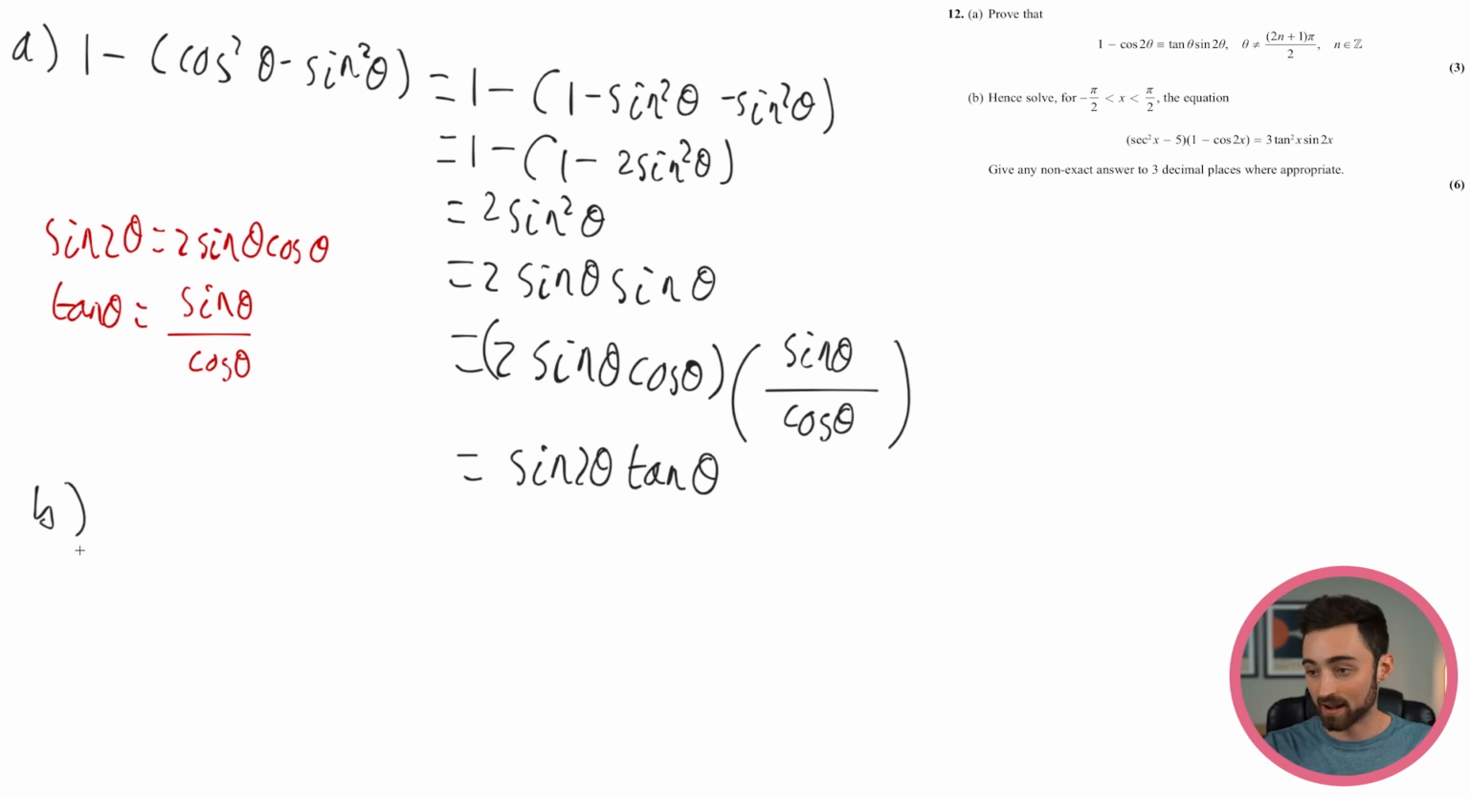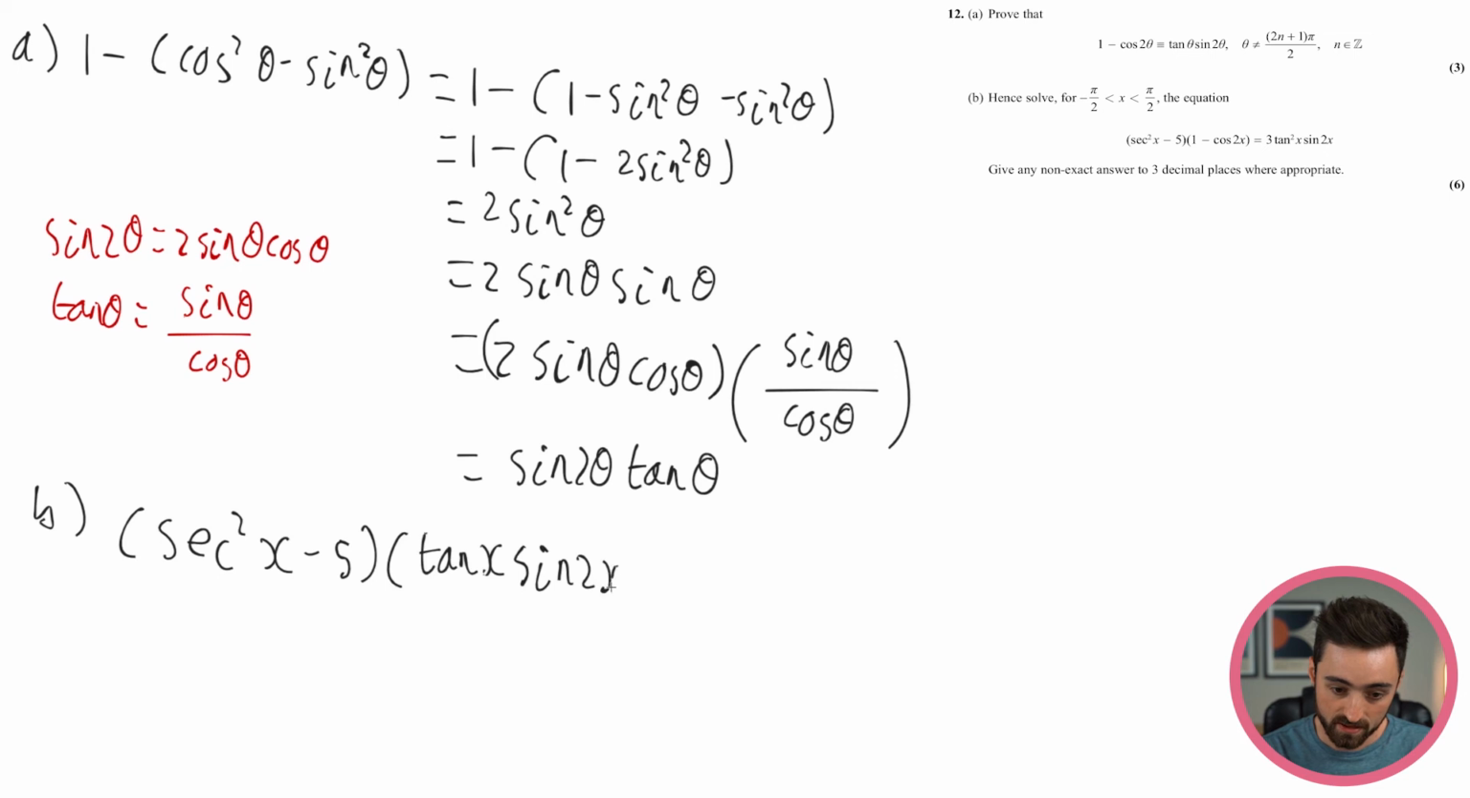Okay, well, how can we use part A? Look at that second bracket on the left-hand side: 1 minus cos of 2x. Well, we've just shown what 1 minus cos of 2 theta is. It's going to work with 1 minus cos 2x as well. So I'm going to rewrite this, swapping out that second bracket for what we've just shown. So that's the same, but now instead of writing 1 minus cos of 2x, I'm going to write tan x sine of 2x. And all of that is equal to 3 tan squared x sine of 2x.